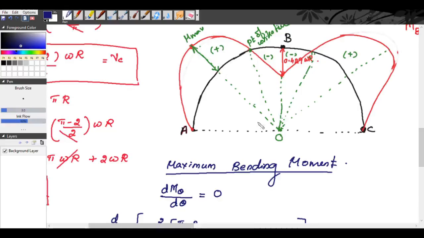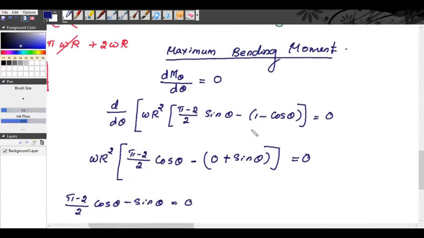So this angle, see, maximum bending moment is this line. So this angle is 29 degree 43 minutes. Now we will substitute 29 degree 43 minutes in M theta to find M max.